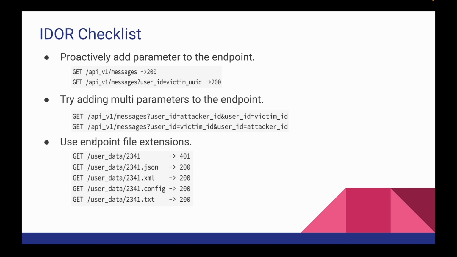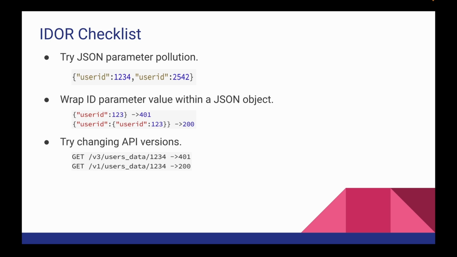The next step would be to use endpoint file extensions. Like this is the actual endpoint, so you try adding .json, .xml, .config, .txt and so on. You might get the user information in this format by bypassing the authorization checks. So next we are going to discuss the next method.